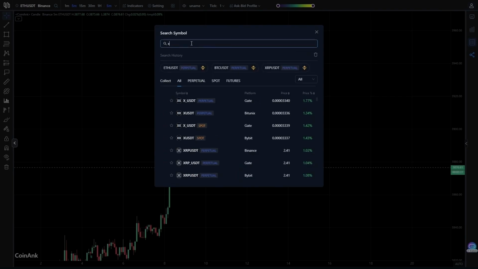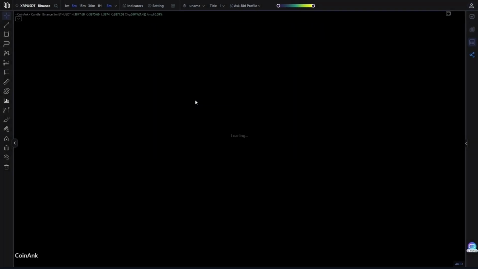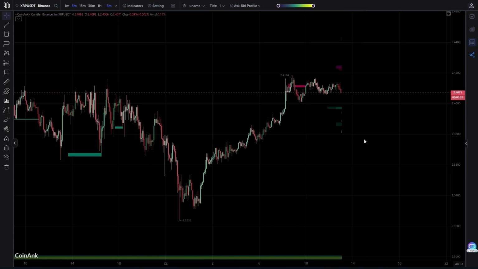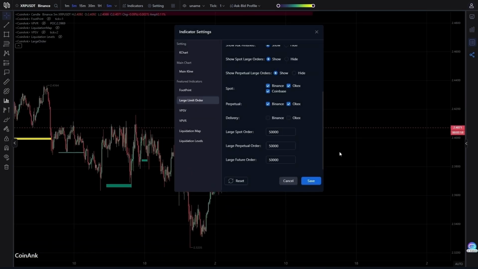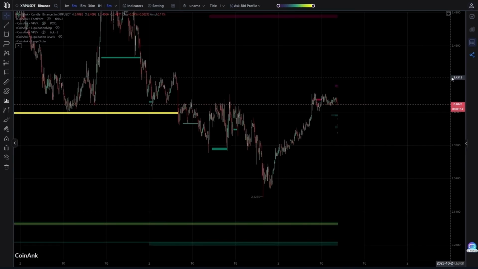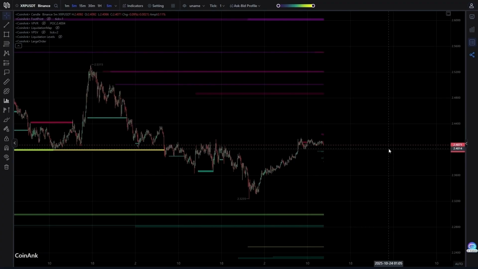So you can pick any coin you want, let's say XRP, etc. You can do this for every single coin. My settings for XRP are still on 500k. So you get the idea. I highly recommend looking into this. It's a very, very strong confluence to your TA.